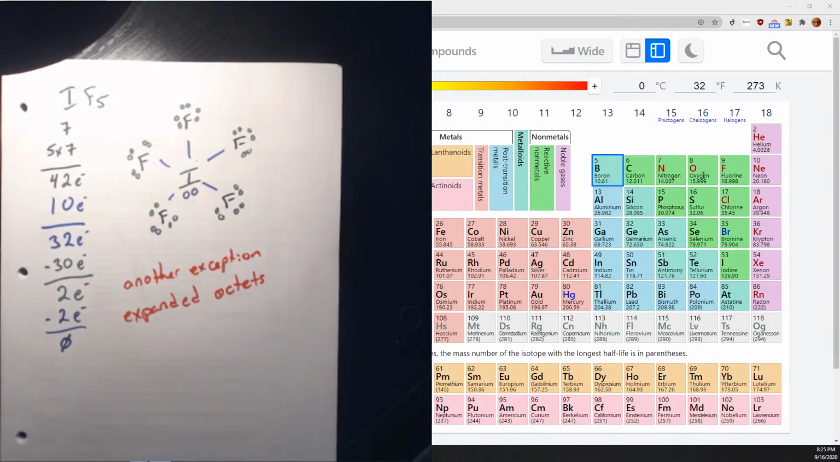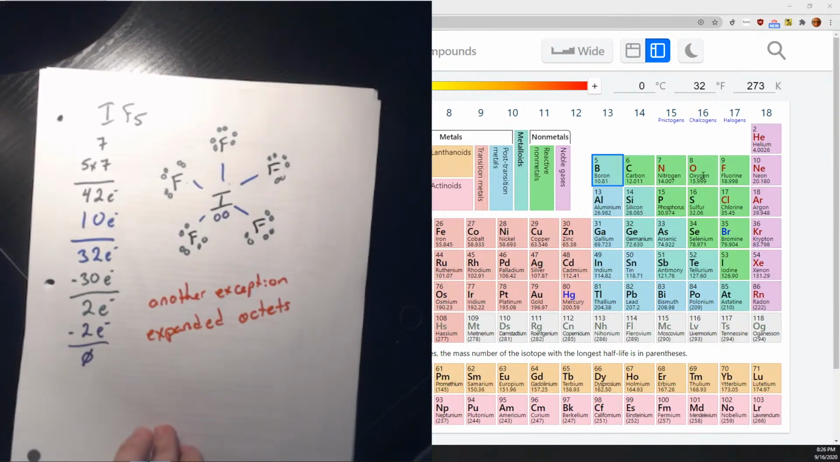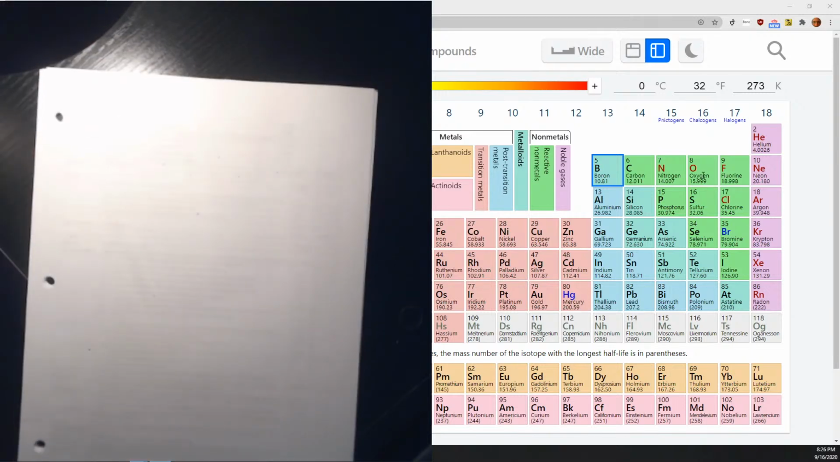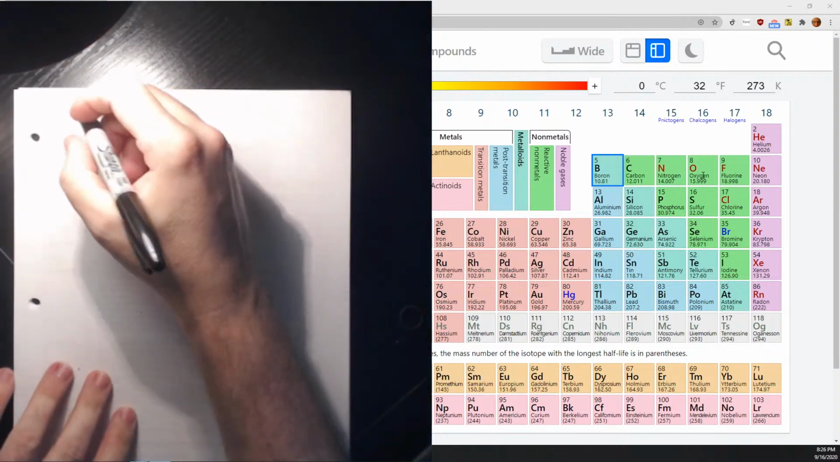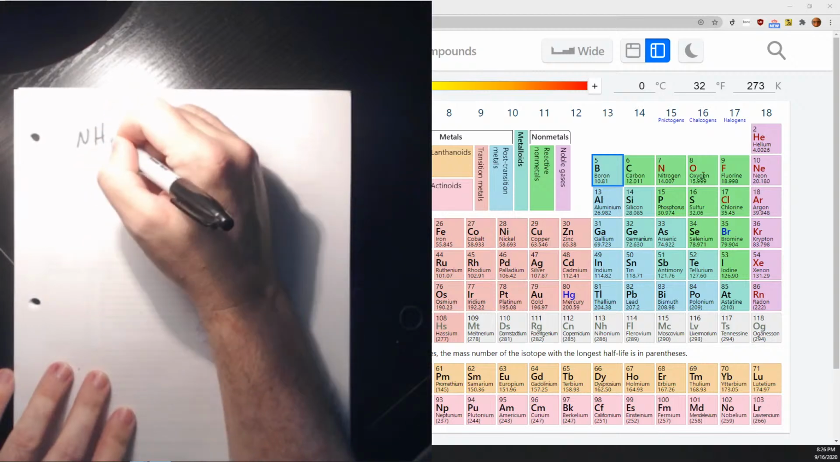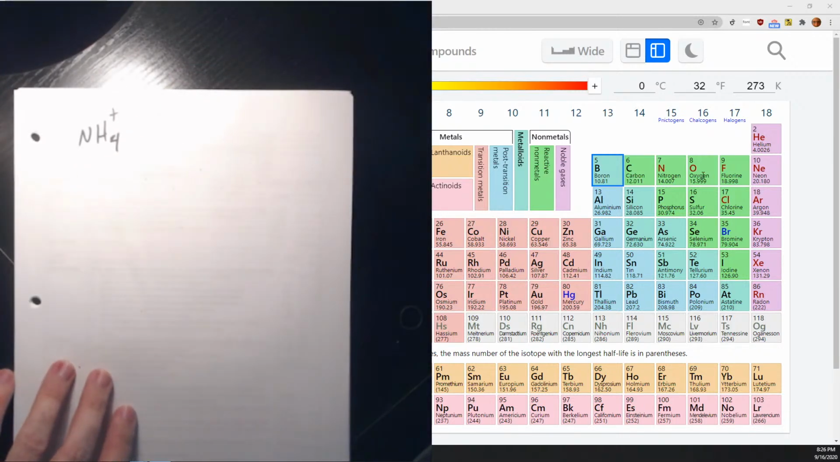Now let's go ahead and show some charged molecules. Let's do another really popular compound. Let's look at ammonium. Notice ammonium, not ammonia. Ammonia is NH3. Ammonium is NH4 1+.